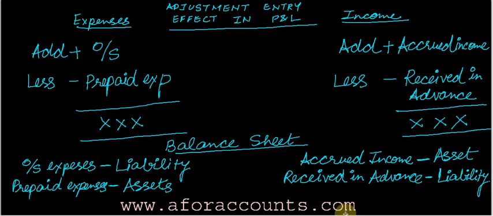So this is in a nutshell the 4 very important adjustment entries. You are going to get either 1 or 2, minimum 1 or 2 of these in your financial statement. So clear your concept. Keep watching these 4 adjustment entries. Don't mug anything, because as you practice questions, it will come to you automatically.